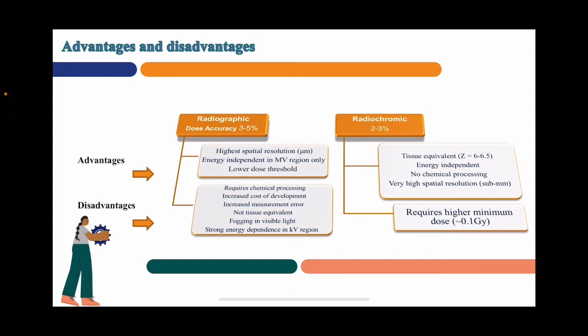The disadvantages for radiographic: required chemical processing, increased cost of development, increased measurement error, not tissue equivalent, fogging, invisible light, and strong energy dependence in the kV region. The disadvantage for radiochromic: requires a higher minimum dose, around 0.1 gray.